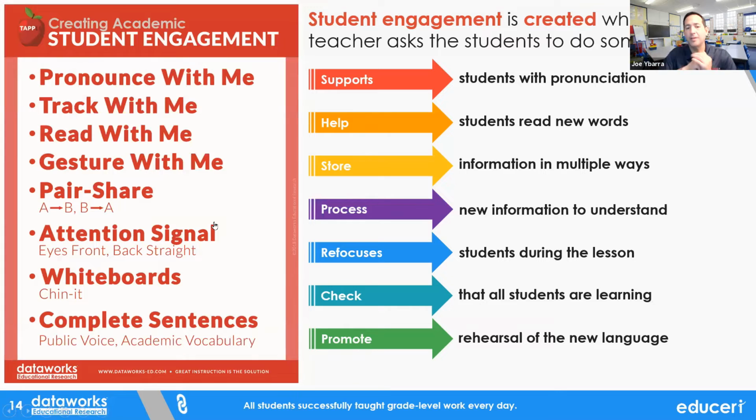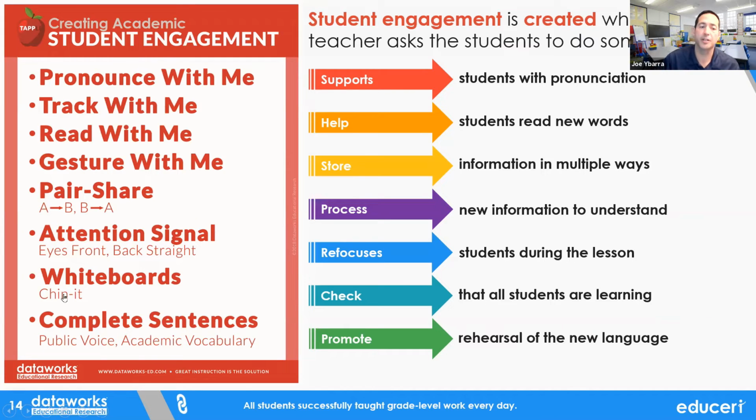Attention signal, everyone. This is pretty straightforward. 1, 2, 3. Eyes on me. Your students for song. Eyes front, back straight. Students response. You're just getting a synchronized reaction to get them back from a pair share.